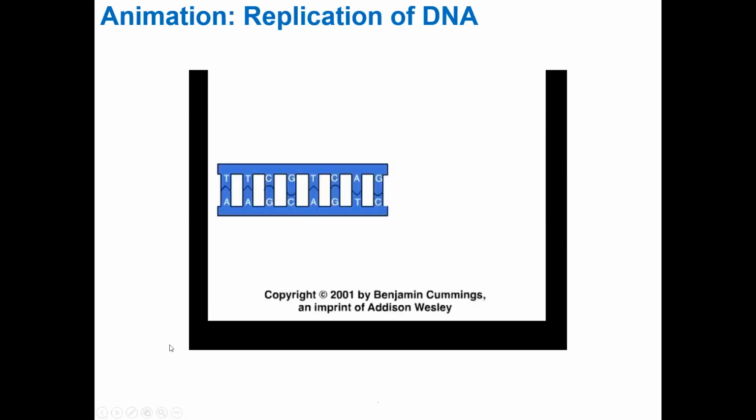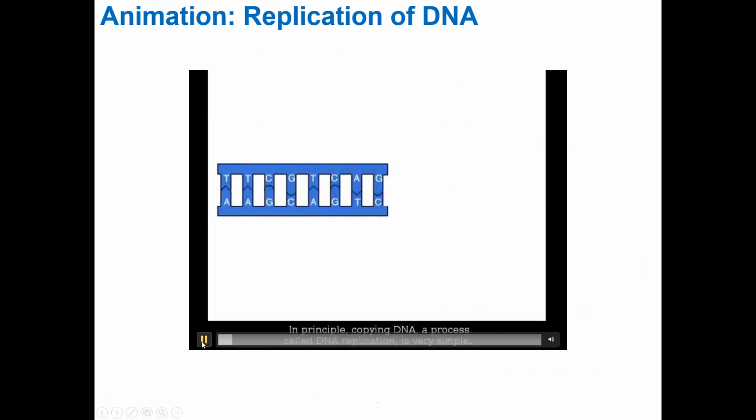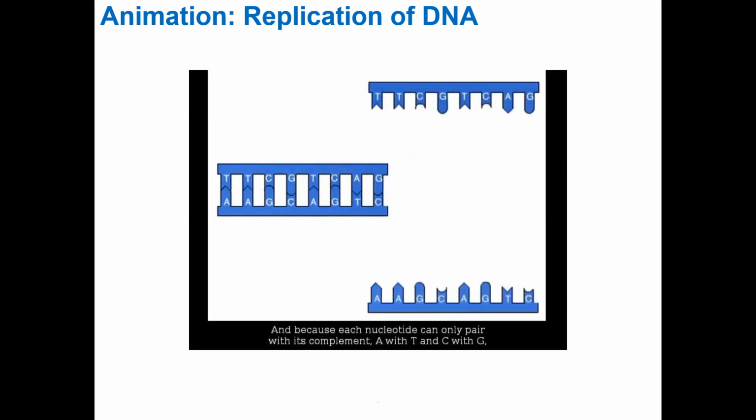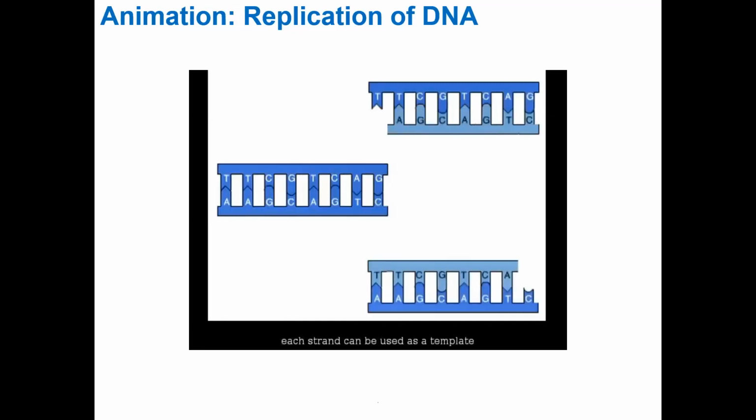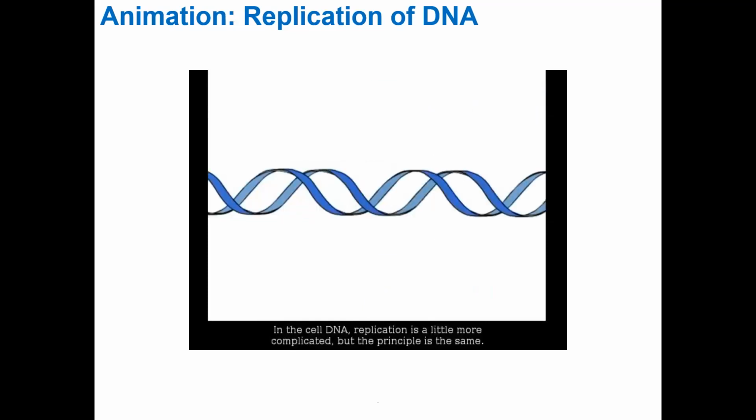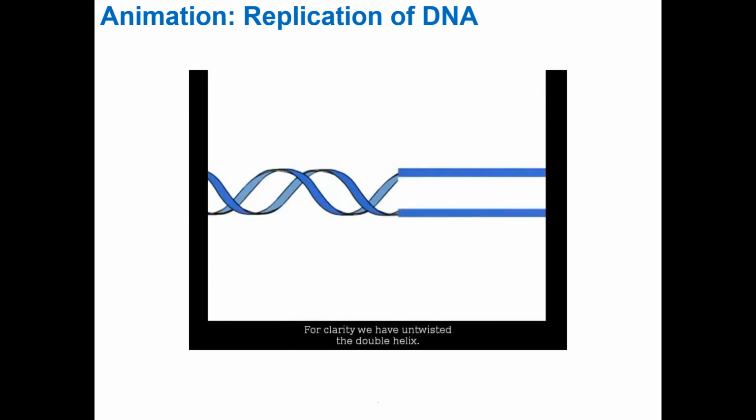replication. Let's go ahead and show you how this works. Copying DNA, a process called DNA replication, is very simple. The two complementary DNA strands separate, and because each nucleotide can only pair with its complement, A with T and C with G, each strand can be used as a template to build a new complementary strand, producing two DNA molecules. In the cell, DNA replication is a little more complicated, but the principle is the same. For clarity, we have untwisted the double helix.